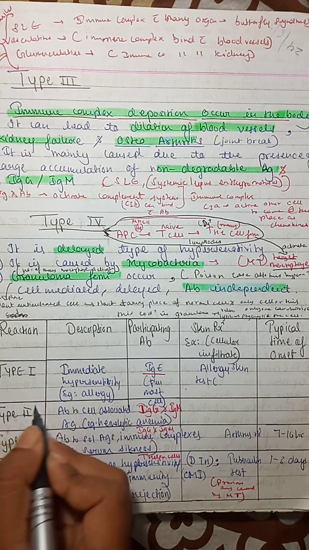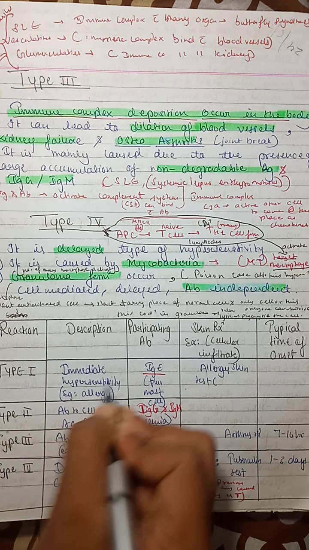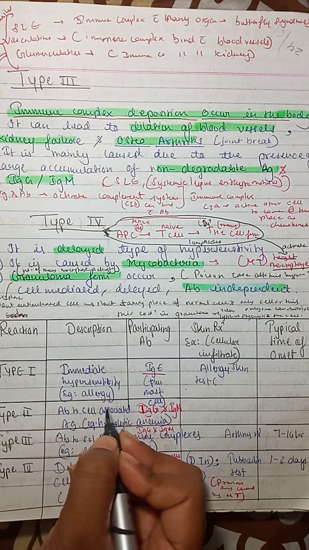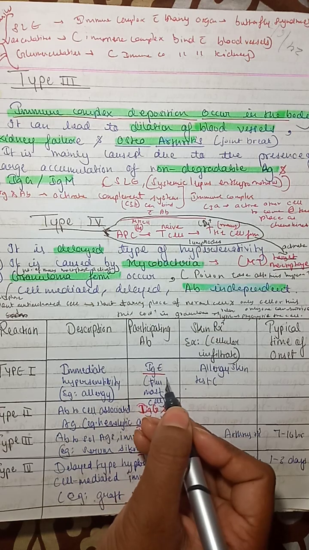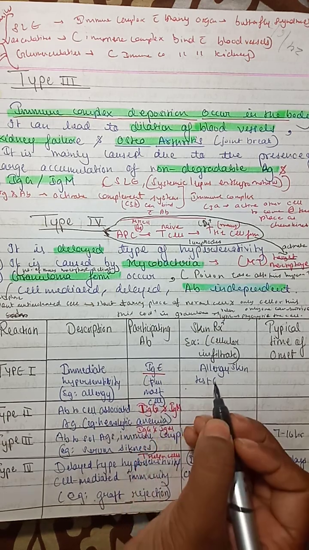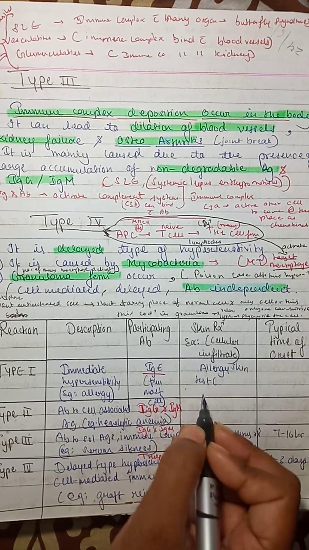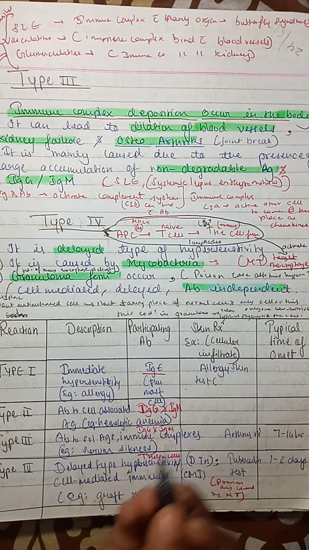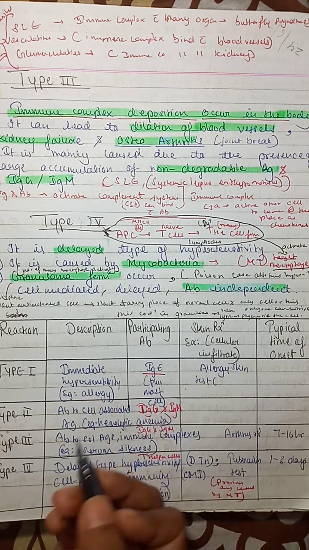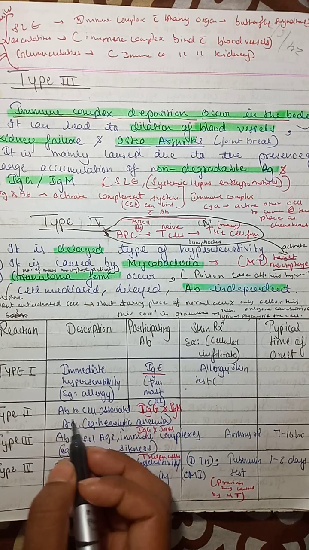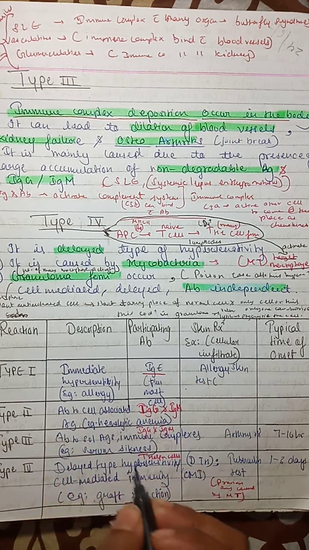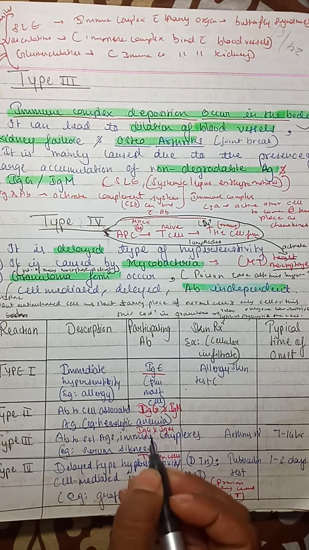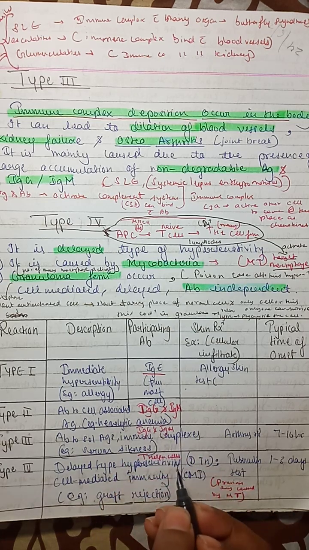In type 1, the description is an immediate type of hypersensitivity, for example allergy. It is immediate. The participating antibodies are IgE plus mast cells. The skin reaction is the allergy skin test we can do. It is immediate, so there is no time of onset. Type 2: antibody to cell associated antigen, for example hemolytic anemia. In this, IgG and IgM antibodies participate.